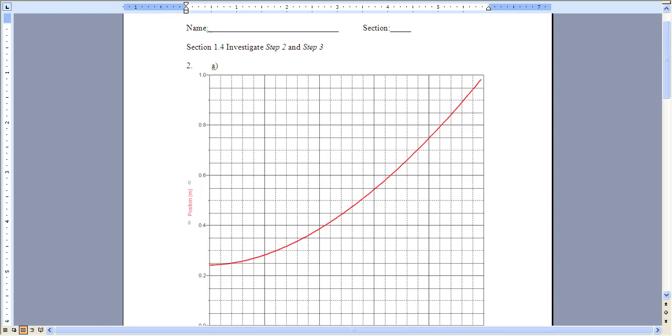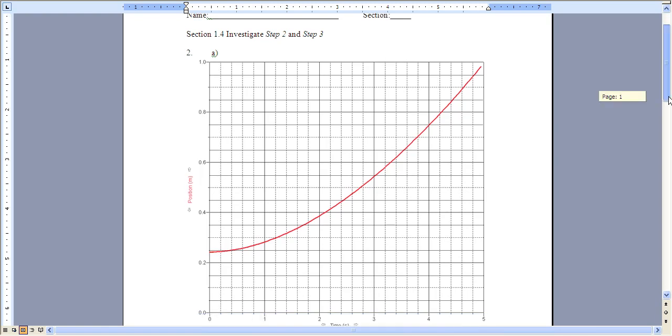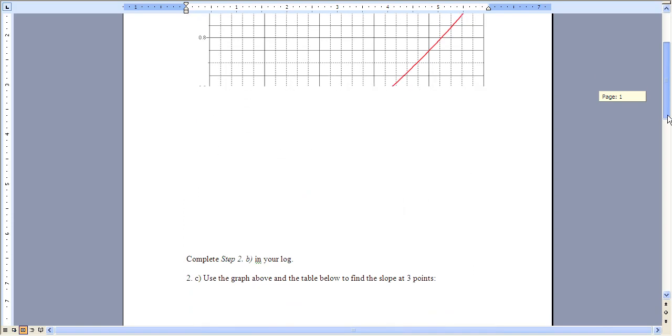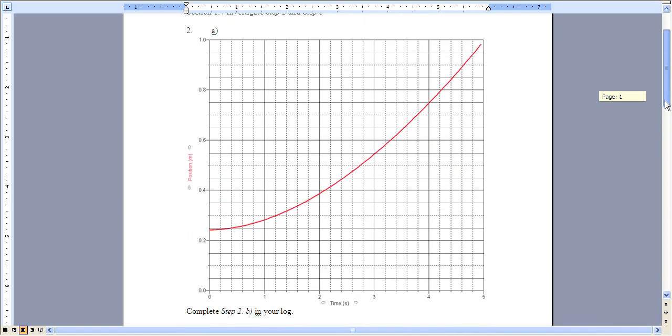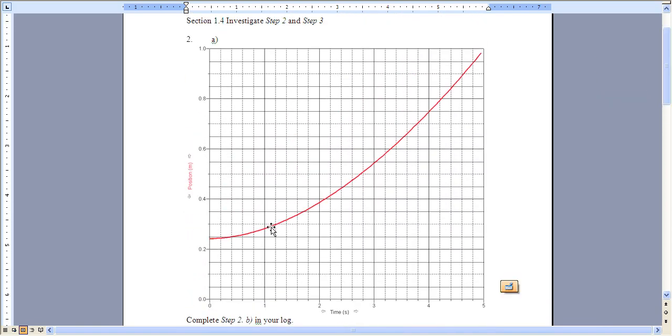I wanted to talk to you a little bit about how you would do this graph, how you'd find the slope of a point on this graph. So I'm going to do it at 1 second. I didn't ask you to do it at 1 second, so therefore I'm not doing your work now. So we're trying to find the slope right over here.